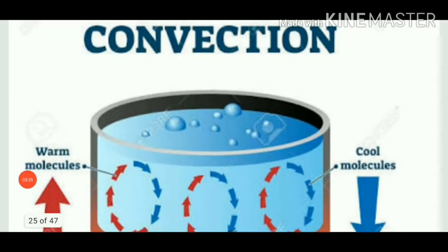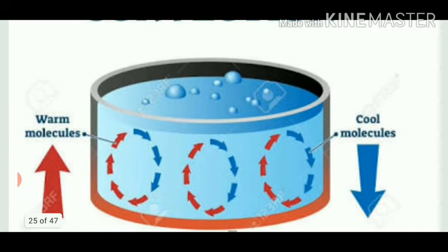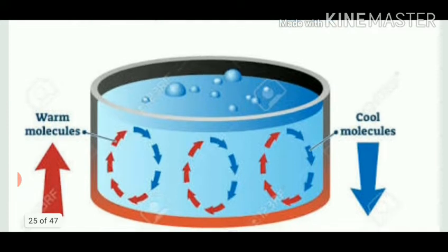Now let's talk about the second mode of transfer of heat, that is convection. Convection is a mode of transfer of heat in liquids and gases. It is based on the principle that hot particles of liquids and gases move faster and rise up, letting the cooler particles move down towards the source of heat. This causes motion of molecules in a particular direction, which is called convection current.